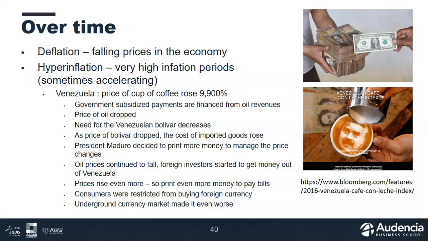And what does this mean? As the price of the bolivar dropped, for anybody living in Venezuela, the price of imported goods went up. I can get more bolivars for €1, but that means I get fewer euros for 1 bolivar. If the Venezuelan people want to buy European goods, they're going to pay more and more bolivars to get them. So the cost of imported goods rose because the price of the bolivar dropped.